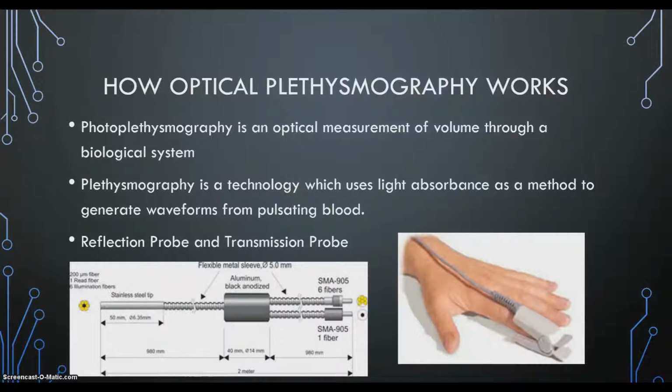Transmission probes have photosensors on the opposite side of the light-emitting diodes. The light goes through the skin, and the light that comes out from the other end is the output, which is displayed as the wave.